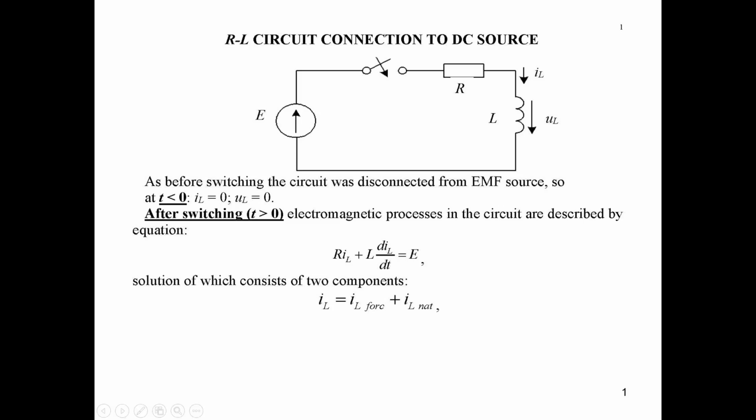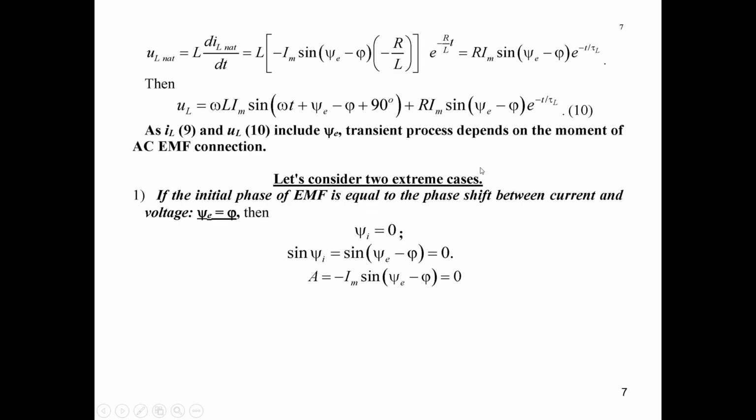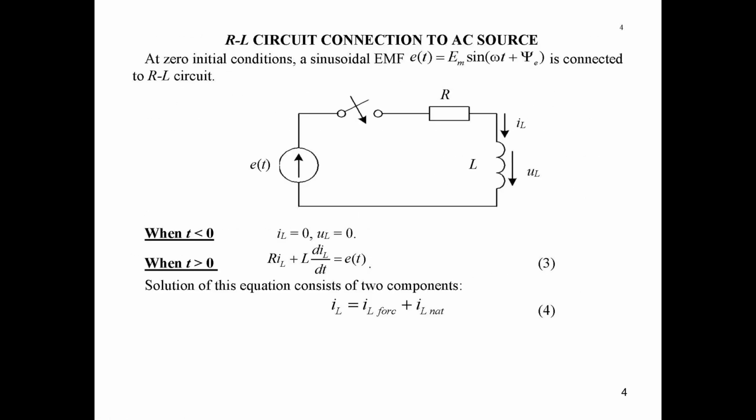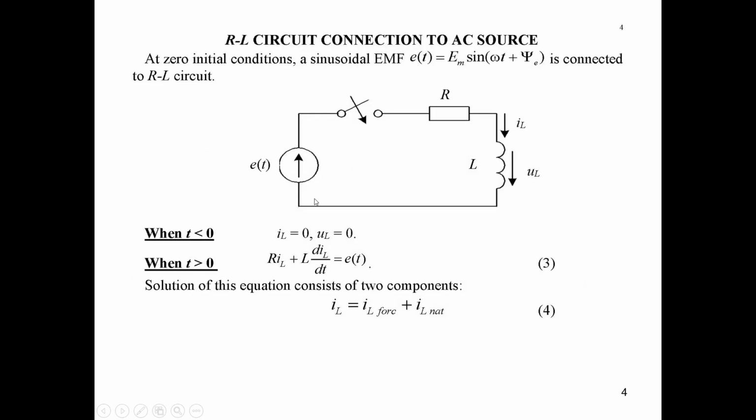Dear students, hello. I would like to proceed with our lectures on the topic of transient processes. In the previous part of these lectures I explained how to deal with the connection of an AC source to an RL circuit. At first it was connection of a DC source to the same circuit, and then we considered the case when an AC source is connected to an RL circuit.